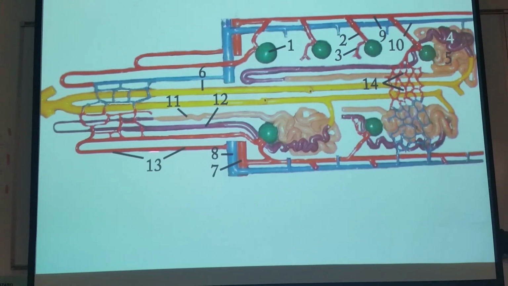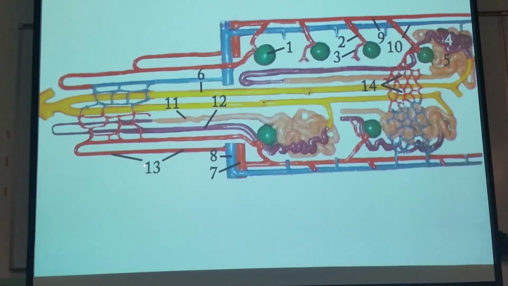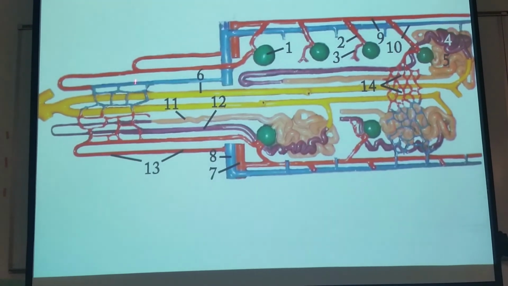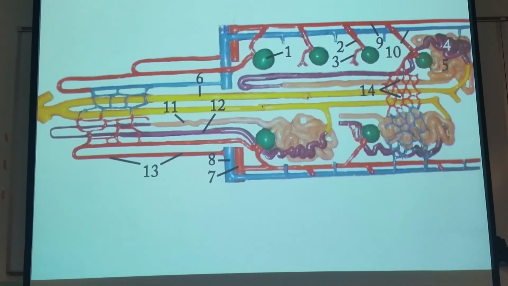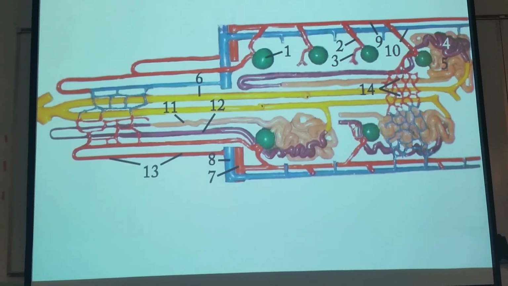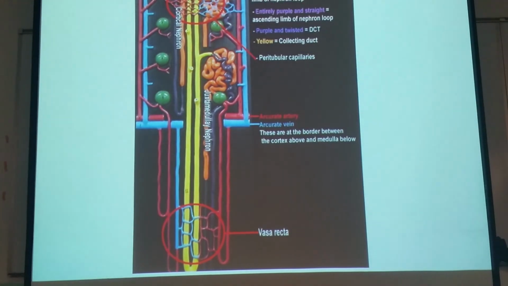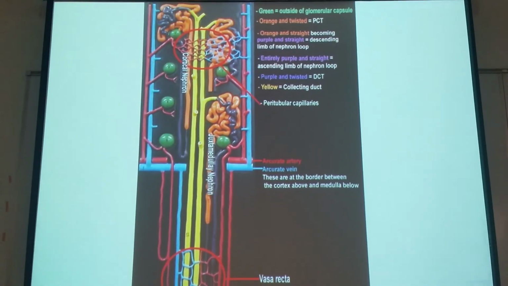So 13 is trying to show you all these capillaries. Is it peritubular or vasorecta? It's vasorecta, so what number is peritubular? 14. It's labeled here, okay? So you can quiz yourself.